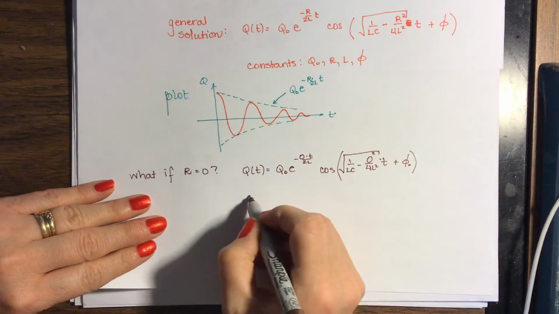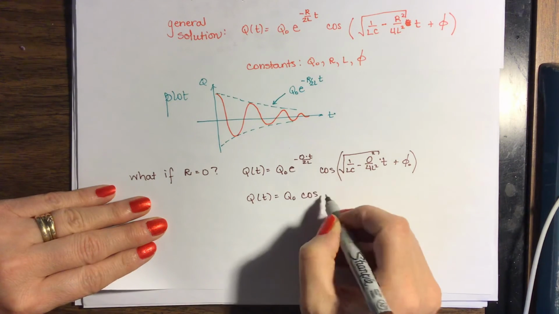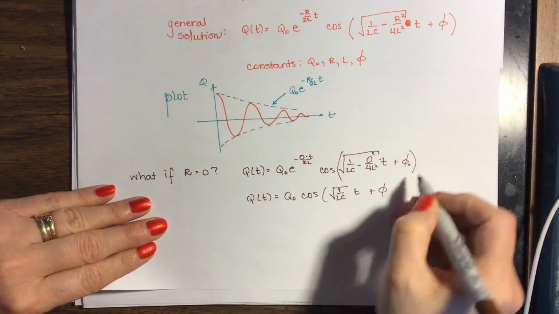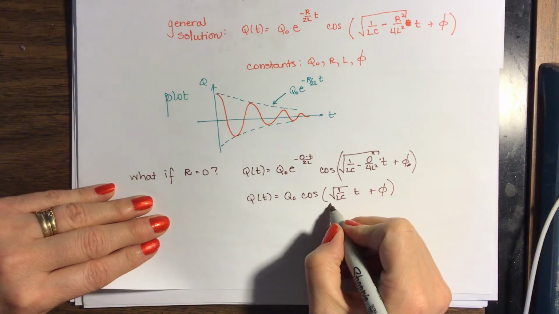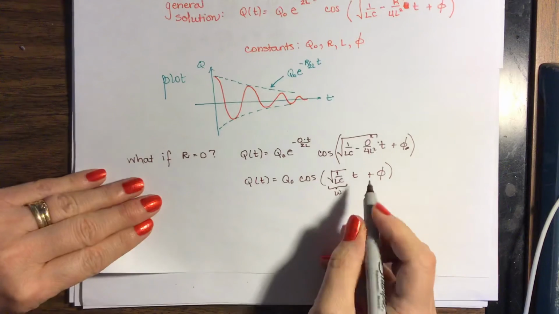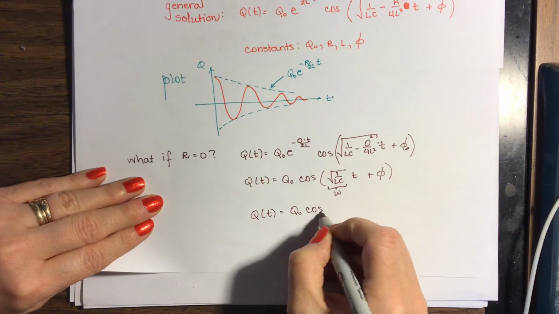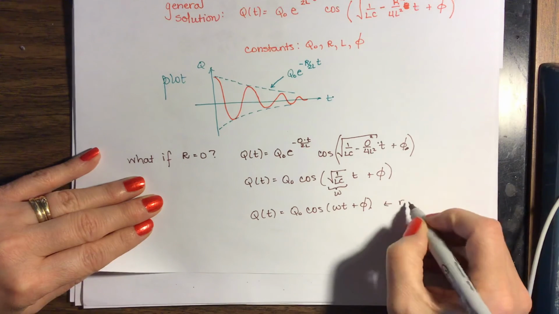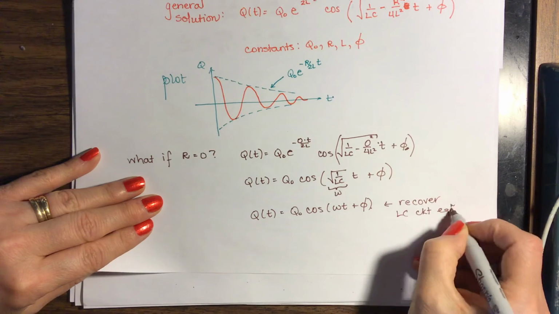So for our zeros, let's deal with those guys. You get Q of t equals Q naught, e to the 0 is just 1, cosine square root of 1 over LC times t plus phi. So this indeed is the LC circuit expression, where the angular frequency is 1 over the square root of LC. So we get Q of t equals Q naught times cosine omega t plus some phase constant. So we do recover the LC circuit equation. So that's a good thing.